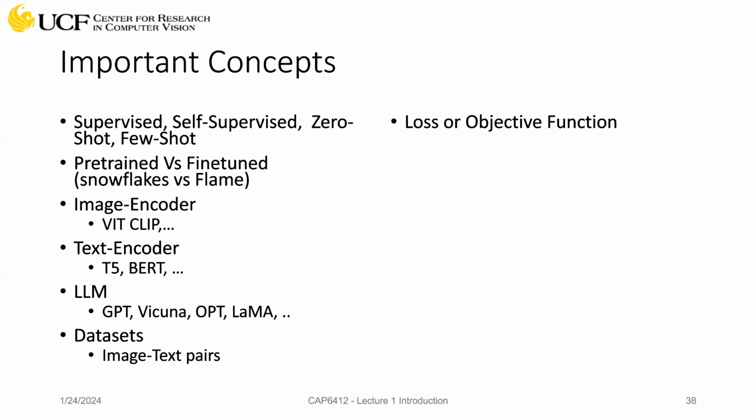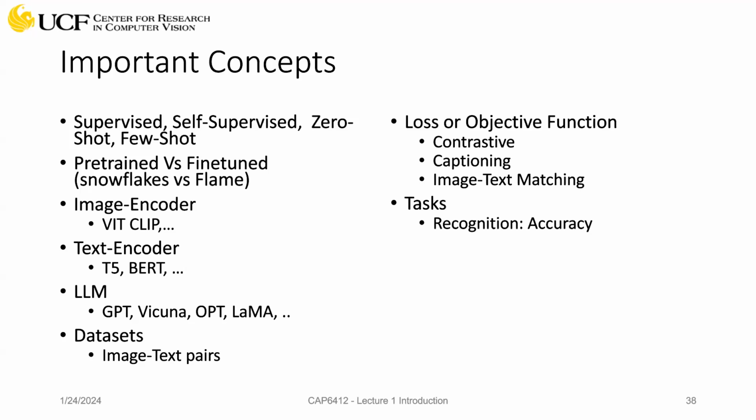So other important concepts are the loss or objective function, and we have gone through, and will look at more, contrastive loss, which is what we use in CLIP, and captioning loss, where you have an image and you want to produce a caption, and you want to train so that the caption output is close to the ground truth. Then image text matching. And there are many tasks that, once you train the visual language model, you can do, right? So that's why they are also called foundational models.